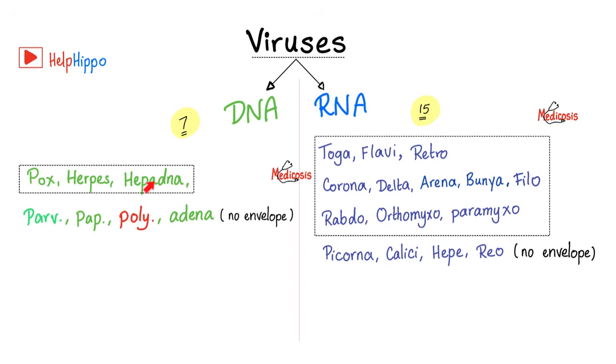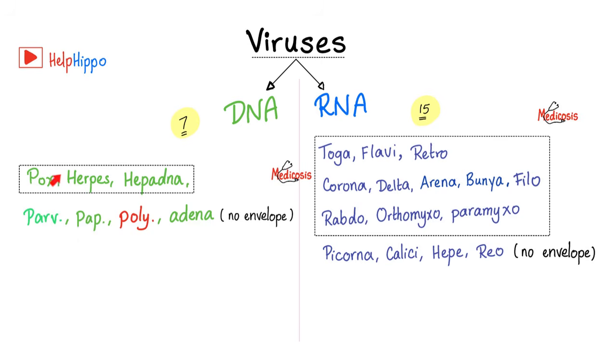Pox, herpes, hepadna, parvo, papilloma, polyoma, adeno. This is poxviridae, herpesviridae, hepadnavirus or hepadnaviridae. This is parvo, this is papilloma, this is polyoma, and this is adeno. The song is pox, herpes, hepadna, parvo, papilloma, polyoma, adeno. I wrote them in this manner intentionally. Why? Because the first row is enveloped. That's why I surrounded it by a rectangle like an envelope. But the second row does not have an envelope. These are non-enveloped DNA viruses. The RNA viruses are many, and we shall talk about them in later videos.